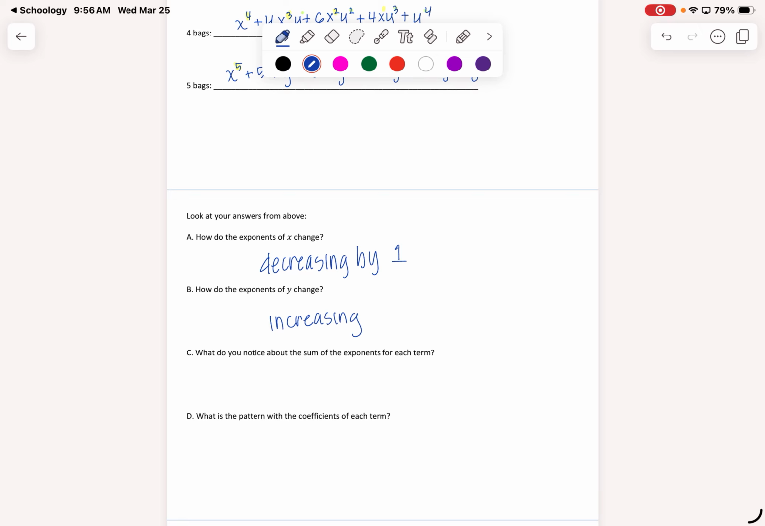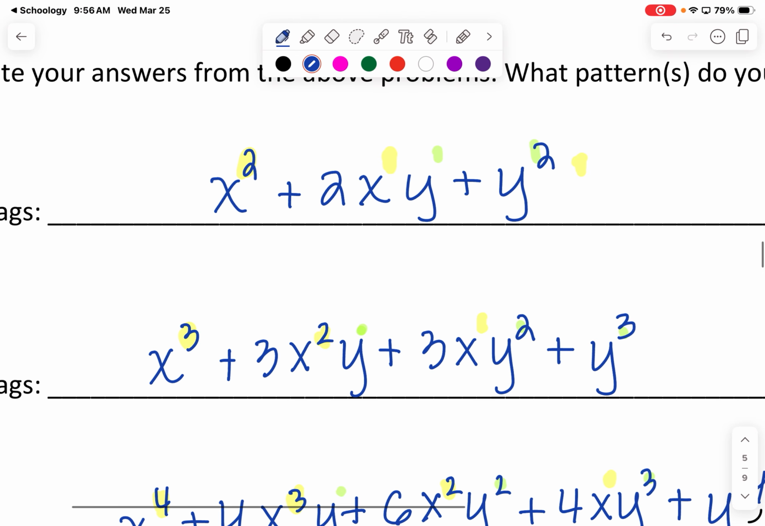So on the second term, they were increasing by 1, the exponent that is. What do you notice about the sum of the exponents of each term? So the sum of the exponents, this was 2 and 0, which is 2. This is 1 and 1, which is 2. And this is 2 and 0, which is 2.